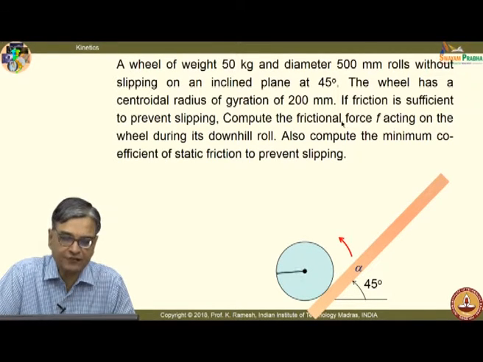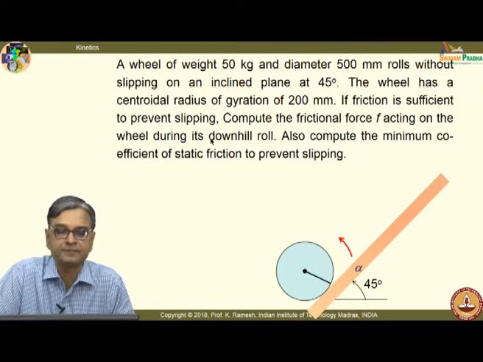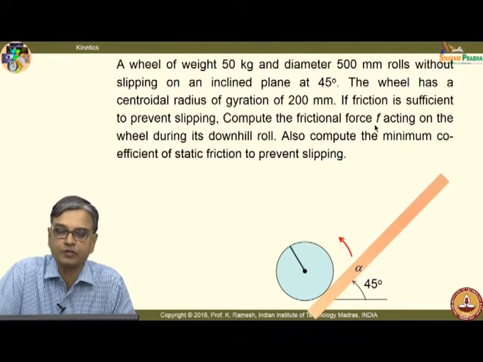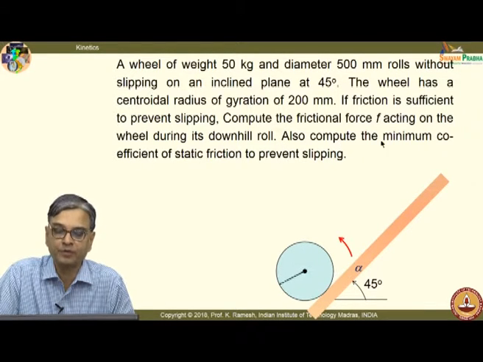If friction is sufficient to prevent slipping, compute the frictional force F acting on the wheel during its downhill roll. Also compute the minimum coefficient of static friction to prevent slipping.